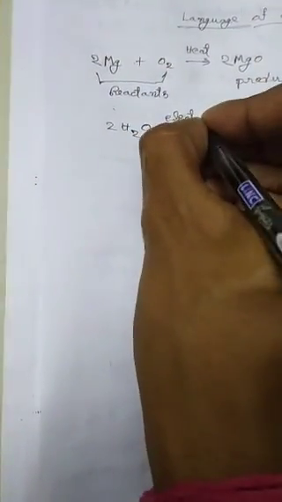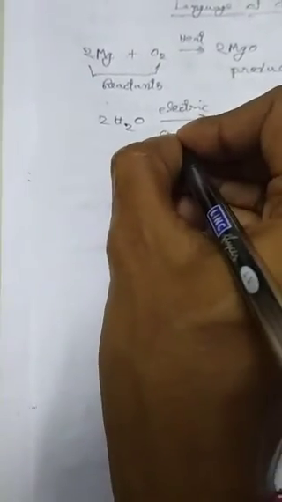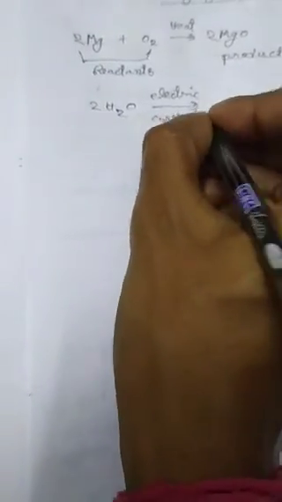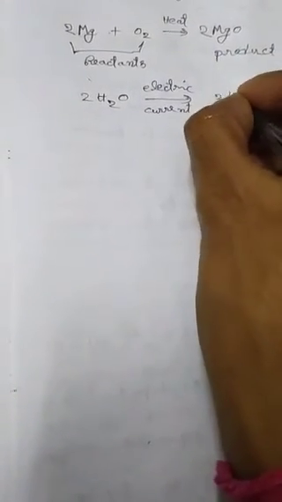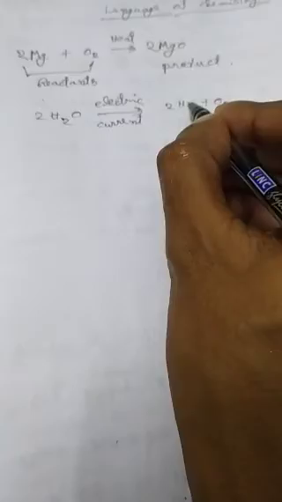Now, decomposition reaction. What is a decomposition reaction? If we take two molecules of water and pass electric current through it, then it forms two molecules of hydrogen and one molecule of oxygen. These two are gases. Hydrogen is a gas, oxygen is also a gas, but H2O is a liquid.